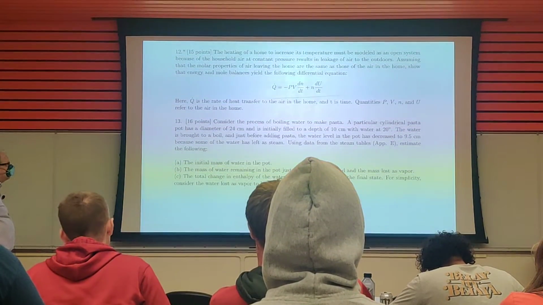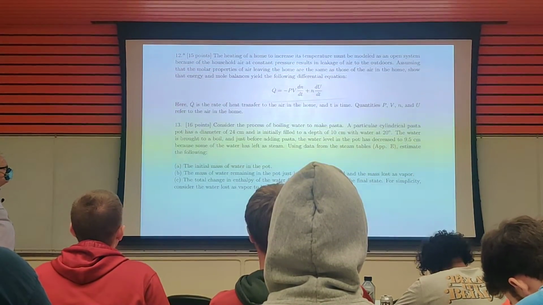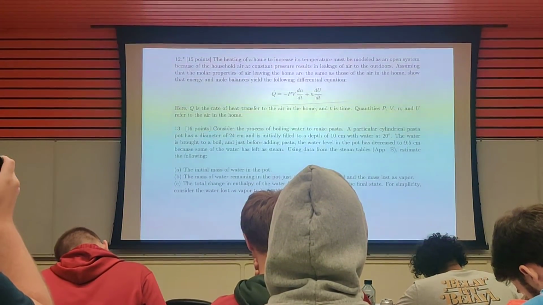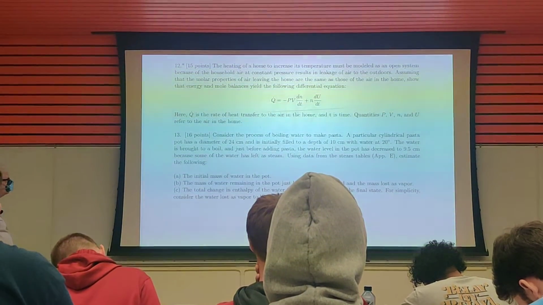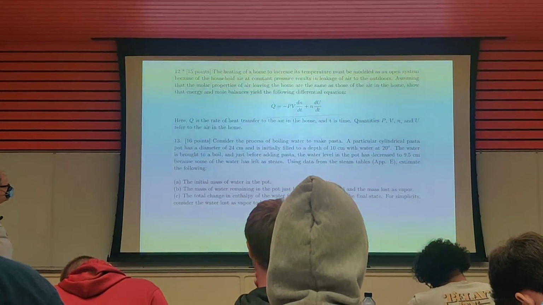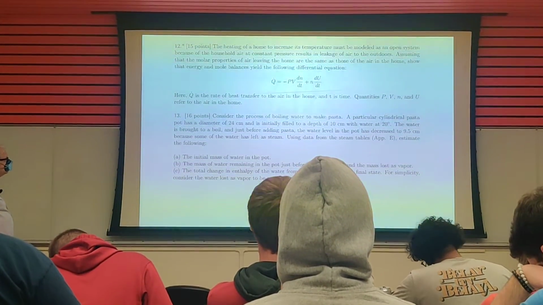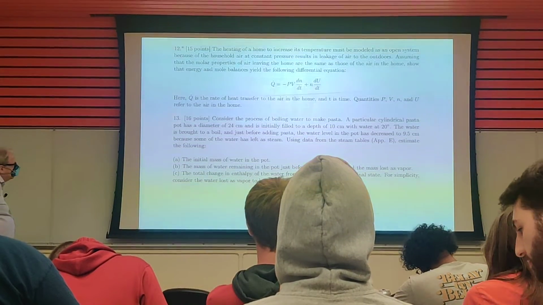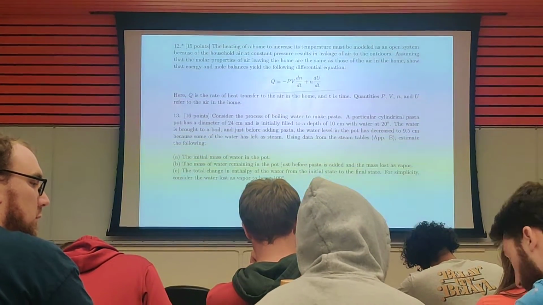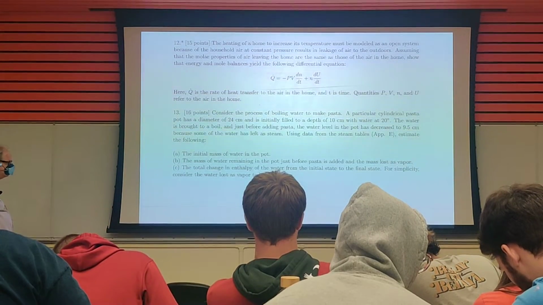We have heating a home, something that's kind of important in a couple of weeks. To increase its temperature, it must be modeled as an open system, because the household air at constant pressure results in leakage of air to the outdoors. Assuming that the molar properties of air leaving the home are the same as those of air in the home, show that the energy and mole balances yield the following differential equations. Here Q dot is the heat transfer rate to the air in the home, and t is time. The quantities V, N, and U refer to the air in the home. Okay?